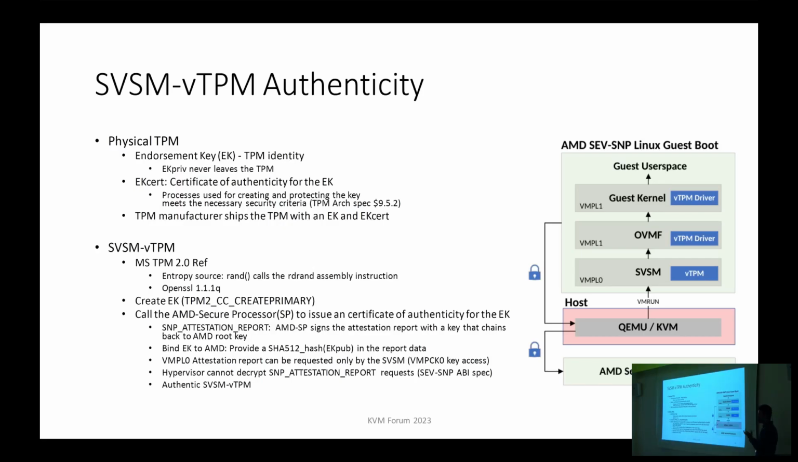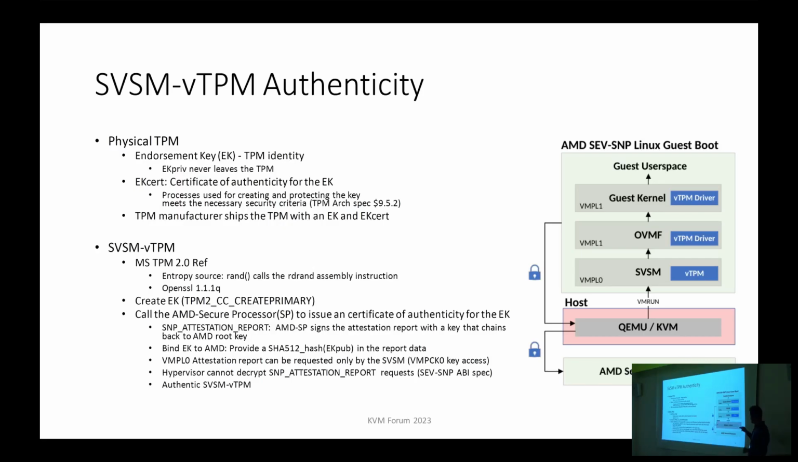Because the request is encrypted with a key that is available only in VMPL 0. This key is the VMPCK 0. And that way, we can prove the authenticity of the EK we generate in the SVSM. It would be an attestation report that would be chained back to the AMD root key.